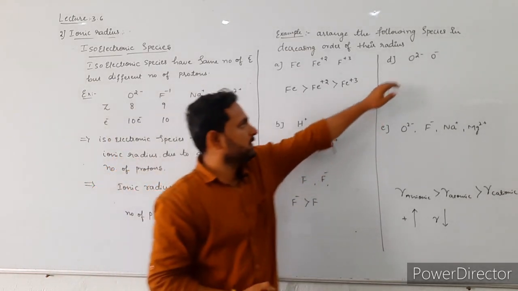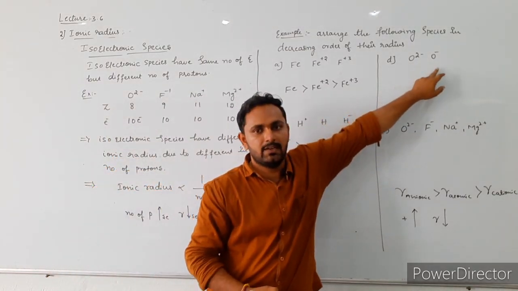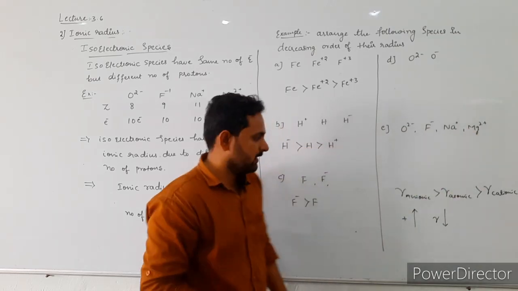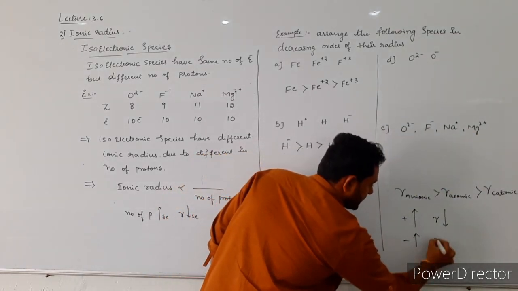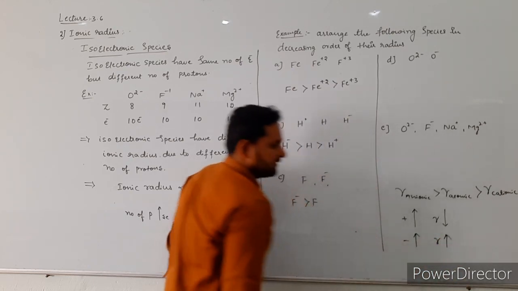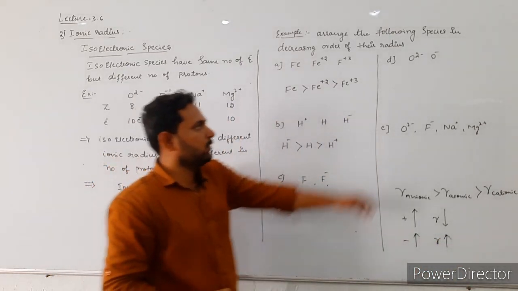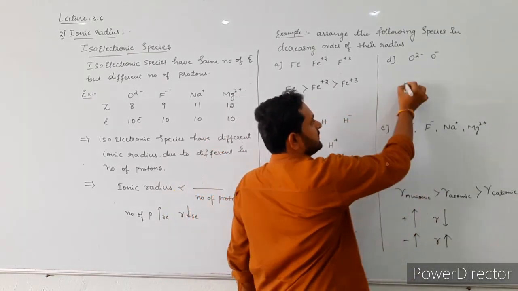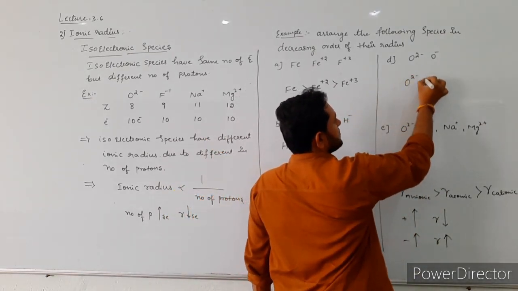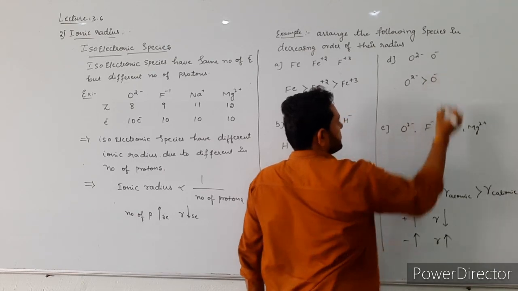Next, come to the fourth one, O2 minus and O minus. Which species has more radius, O2 minus or O minus? As the negative charge increases, radius increases. So, O2 minus has more radius than O minus. The radius of O2 minus is greater than O minus.